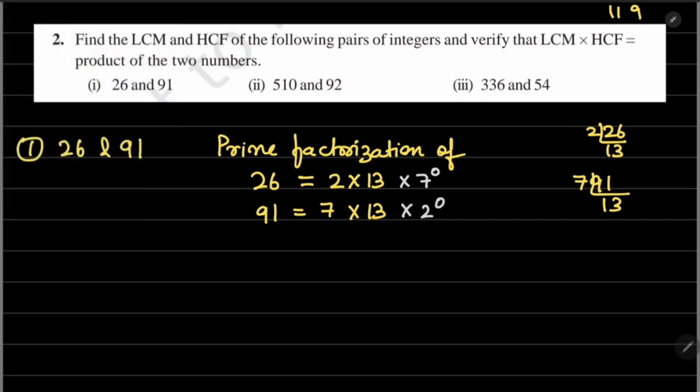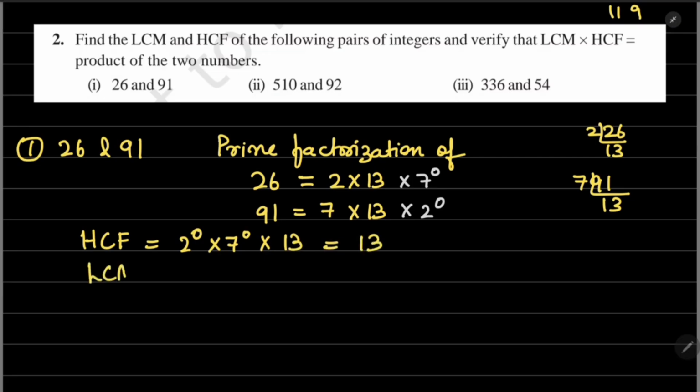So here your HCF will be lowest power of the common factor. So for 2, if you see, what is the lowest power? It is 2 raised to the power 0. For 3, there is no 3. So for 7, what is the lowest power? 7 raised to the power 0. And for 13, it is 13. So the answer is 13.